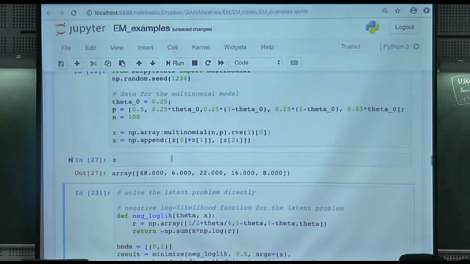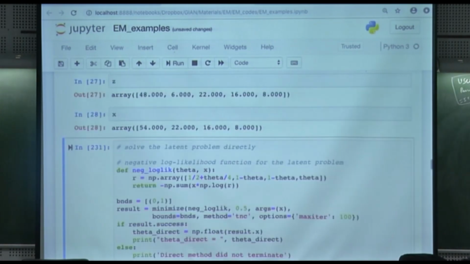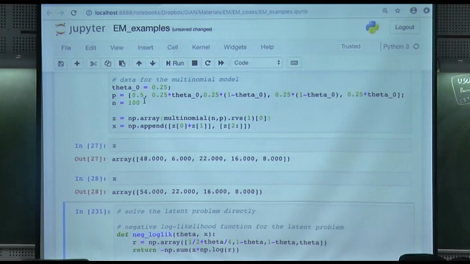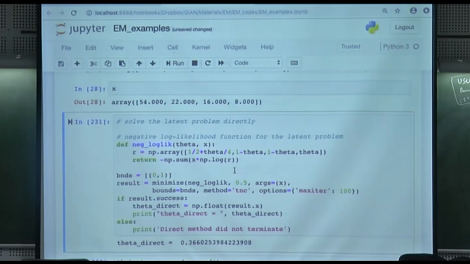If you look at what x looks like, if we want to compare them, x is going to be just the summation of the first two components and everything else being appended as it is. So that's what my x is, and now I want to revert back to what it is. In this particular thing, I am directly looking at the negative log likelihood. I defined R to be an array which corresponds to 1/2 plus theta over 4, 1 minus theta, 1 minus theta, and theta over 4, which is the quantity that I'm going to try to optimize over.